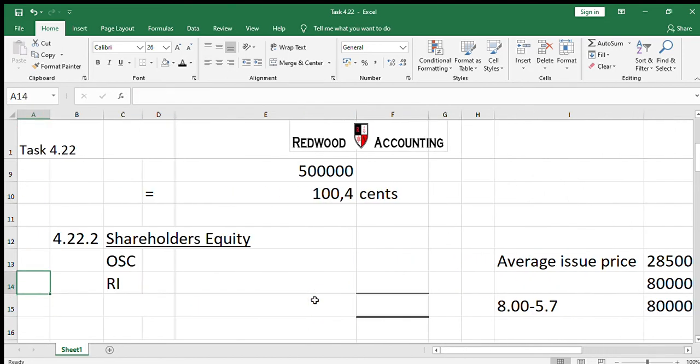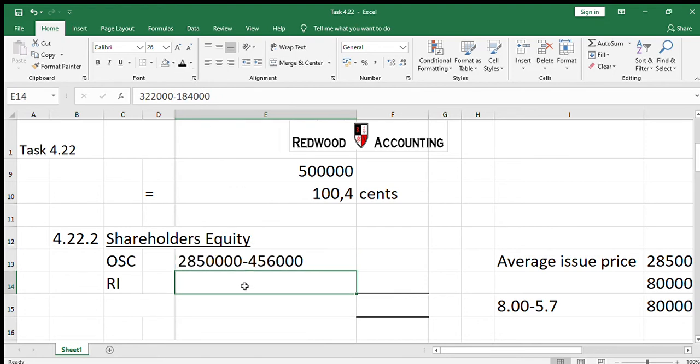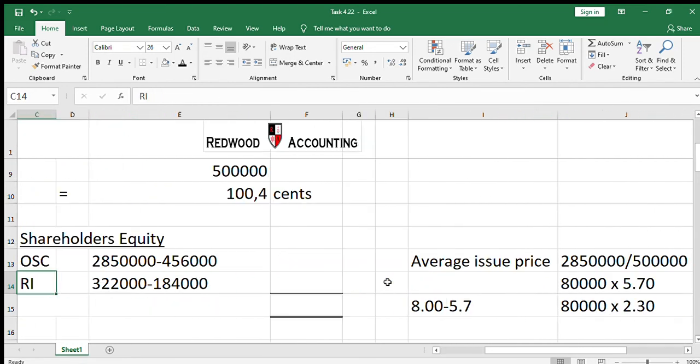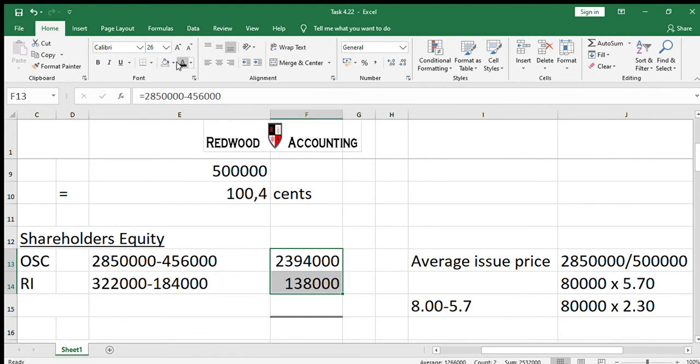Okay, so if you look at the ordinary share capital, it was 2,850,000. It's now going to reduce with 456,000. The retained income was 322,000. It will now reduce with 184,000. You're just going to calculate your two answers, add it up, and this is how shareholders' equity will change.